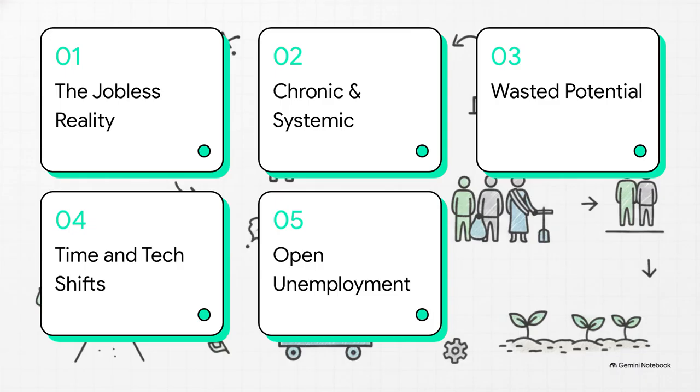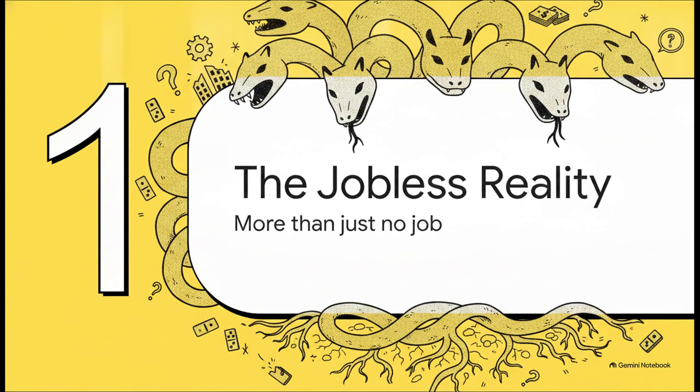To make sense of these 7 textbook types of unemployment, we're going to break them down into 5 easy-to-understand thematic layers. We've got the jobless reality, chronic and systemic issues, wasted potential and mismatches, shifts in time and tech, and rounding it out, the absolute open unemployment. Starting with layer 1, the jobless reality. Because, as you'll see, it is a whole lot more than just not having a job.